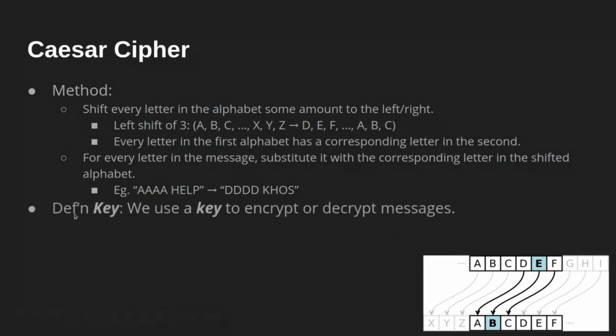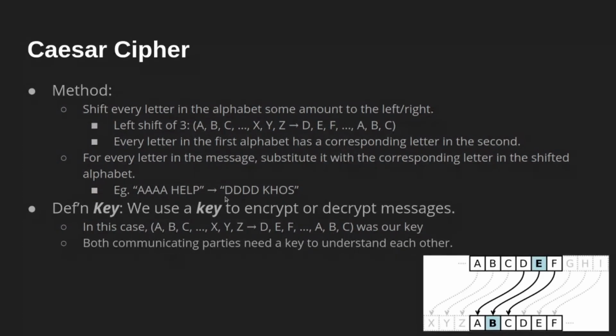And then what a key is, is that we use a key to encrypt or decrypt messages. In this case, our left shift of 3, or our alphabet that we shifted to the left 3 times. So D, E, F to A, B, C, that's our key. And we can use that to decrypt and encrypt messages. So when I send another person "D, Kahos," then they can use the key and get "A help." So both communicating parties need a key to understand each other.